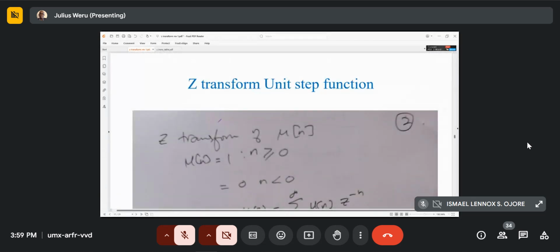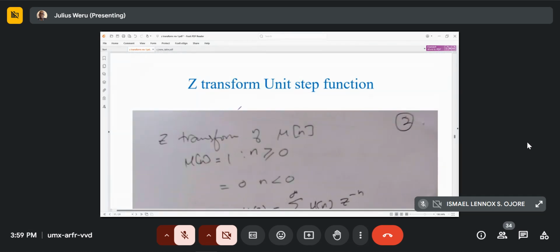So the question you can get, of course, is that you can be given an expression giving the value of x of n, and then you're asked whether the system is causal and stable, and you have to work that out.